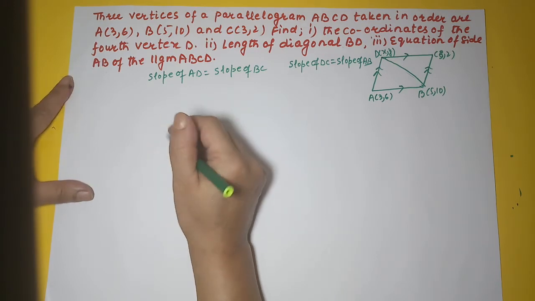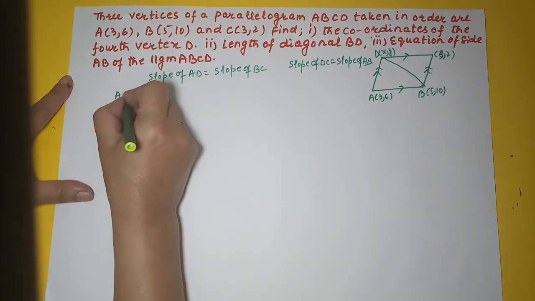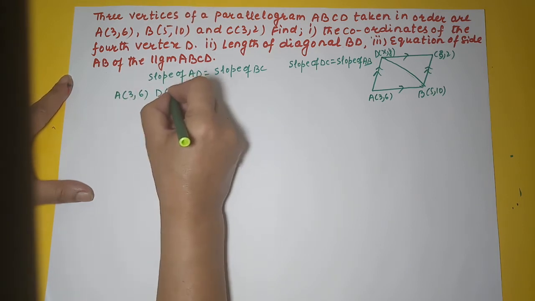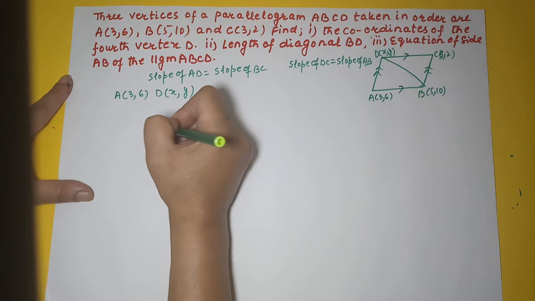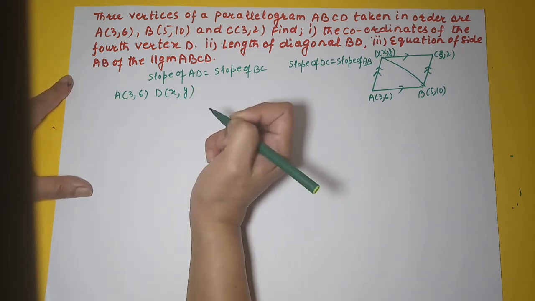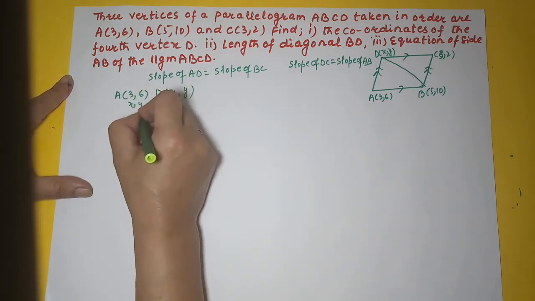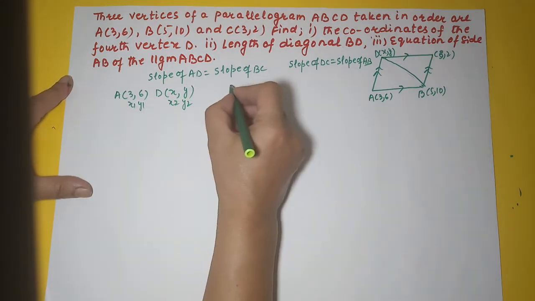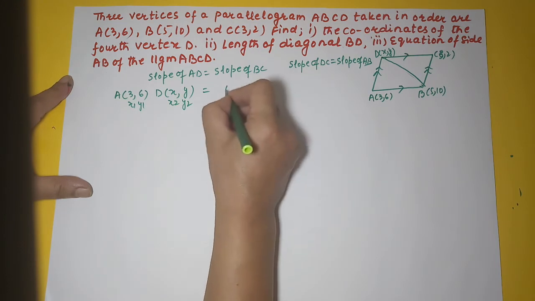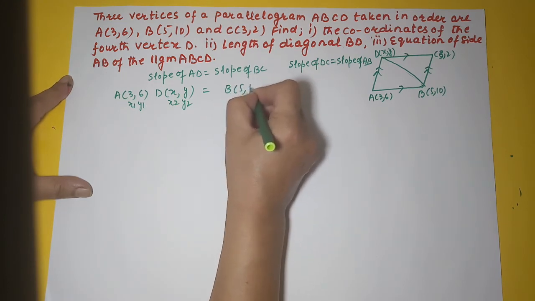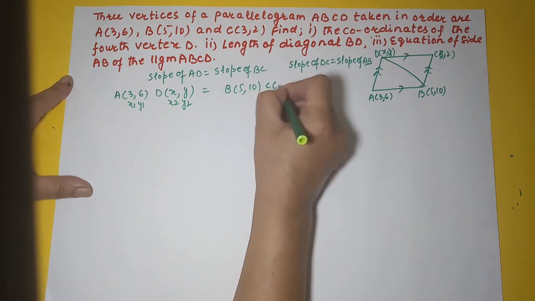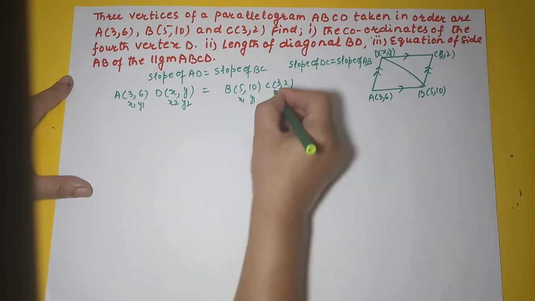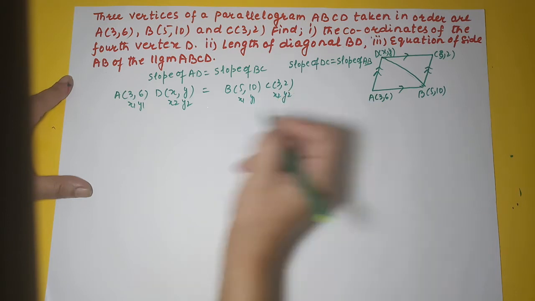Now how do we calculate the slope? Let me write the point A, which is 3 and 6, and what is my point D? When I have two points, how do I find the slope? y2 minus y1 upon x2 minus x1. So this is my x1, this is my y1, this is my x2, this is my y2. And for BC, what is my point B here? It is 5 and 10, and point C is 3 and 2. So this will be your x1 y1, this will be your x2 y2.